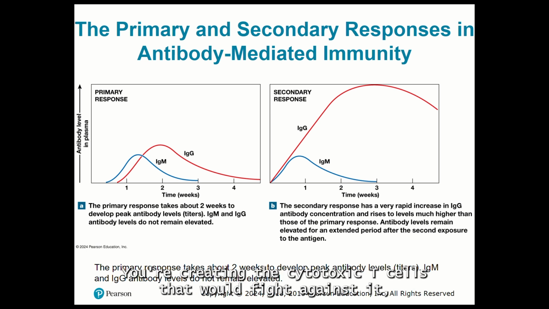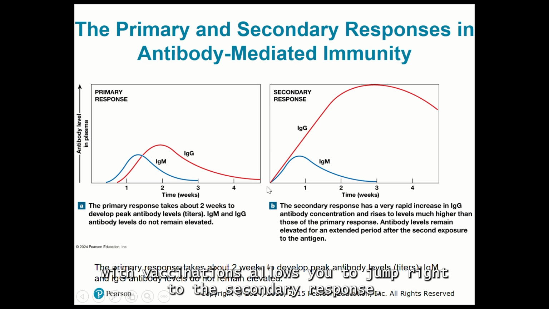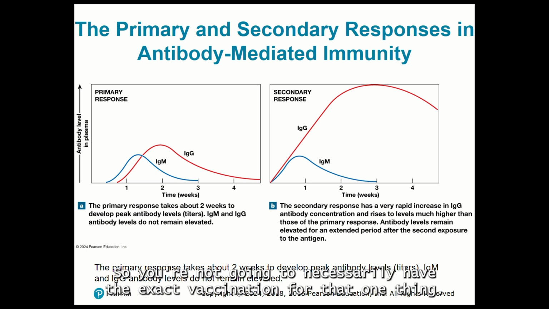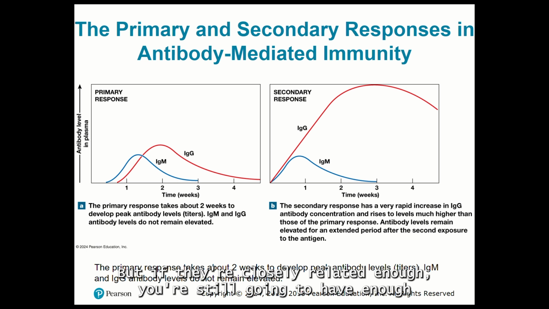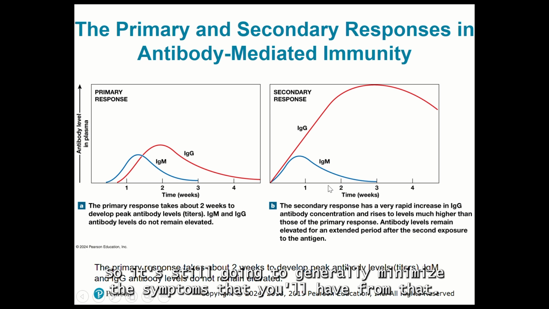You're creating the cytotoxic T cells that would fight against it, and then you're creating the memory, and that memory is really what we're looking for. So the memory you create with vaccinations allows you to jump right to this secondary response. Now, sometimes you'll get viruses that are mutating all the time, so you're not necessarily going to have the exact vaccination for that one thing. But if they're closely related enough, you're still going to have some sort of secondary response to it. So it's still going to generally minimize the symptoms that you'll have.